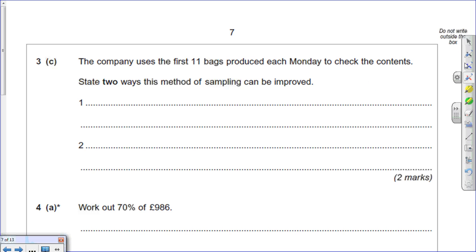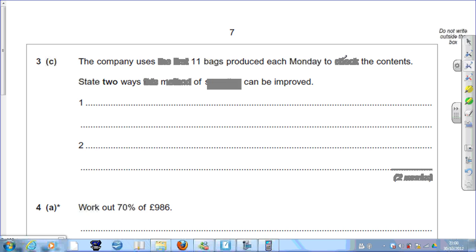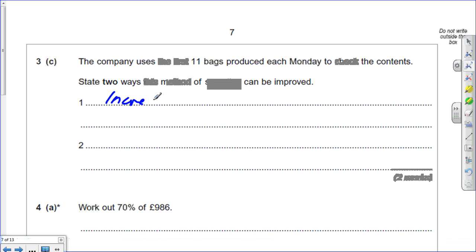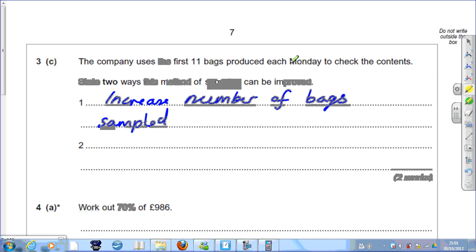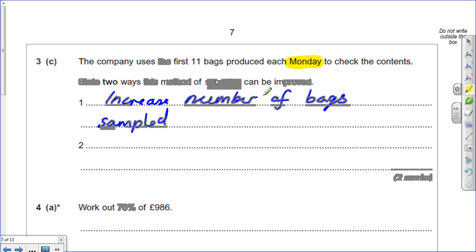What else is glaringly obviously wrong? It's the each Monday. On Monday, people are working at their maximum capacity, or the most conscientious. It may not be the same halfway through the week, and especially not on Friday. So, how can we improve our sampling? Take samples on other days. Let's have a look. Take samples on every day.